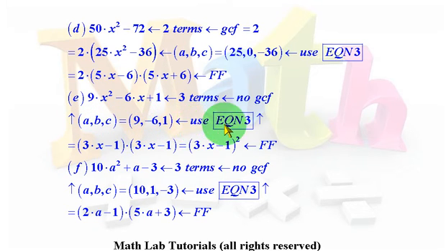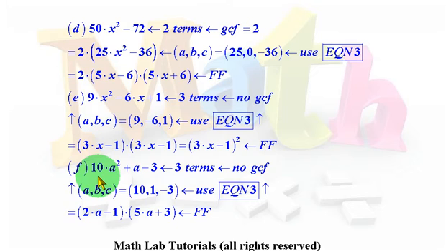Again, we can use the EQN3 button on the calculator. I know you don't understand what that means at this point in time, but take it from me. That calculator button is very useful in terms of factoring, so I'll show you that trick at some point in time. Anyway, the calculator yields 3x minus 1, 3x minus 1. And of course, 3x minus 1 times 3x minus 1 is just a perfect square, and we get 3x minus 1 all squared. And that's the factored form.